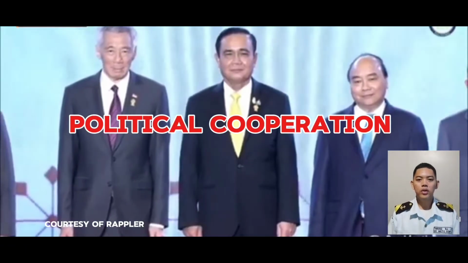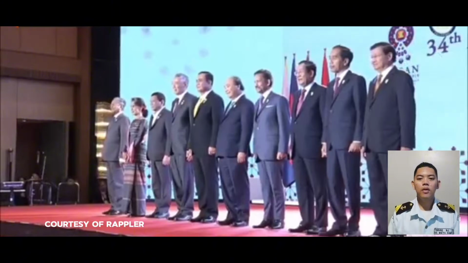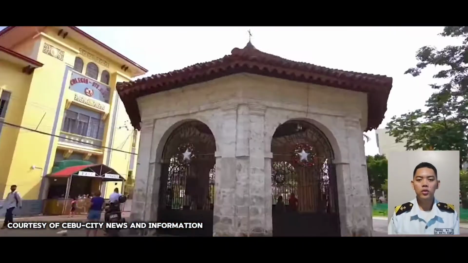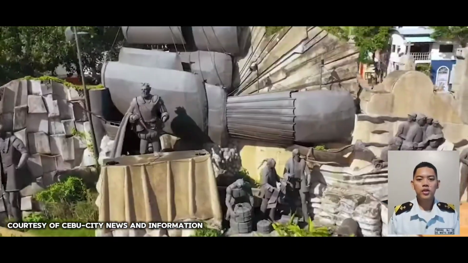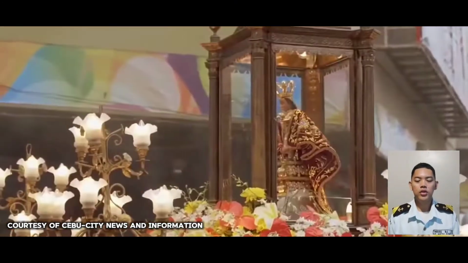Political cooperation. Neighboring countries form political alliances, such as defense pacts or cooperative foreign policies. Cultural identity. Regionalization often preserves and strengthens regional identities and cultures, which can sometimes resist the homogenizing effect of globalization.